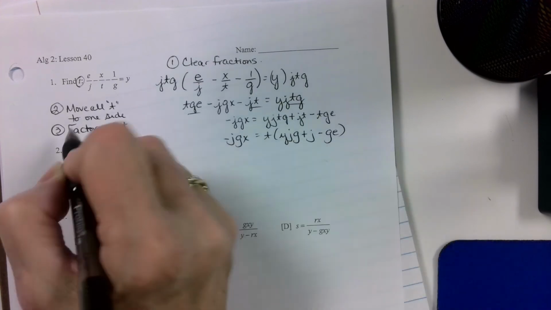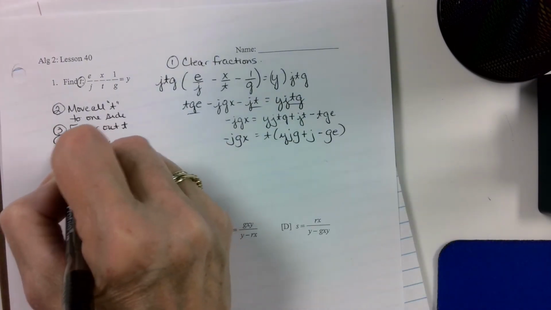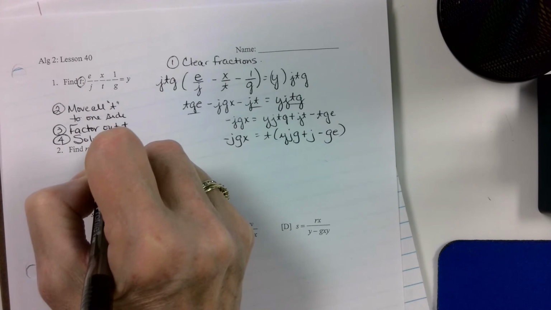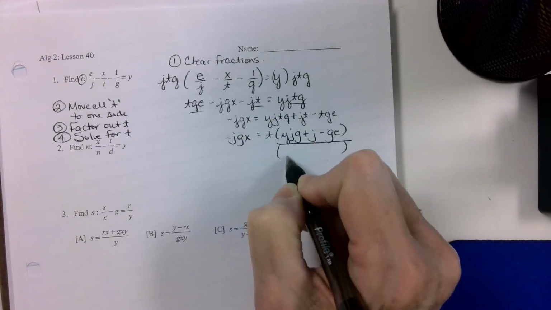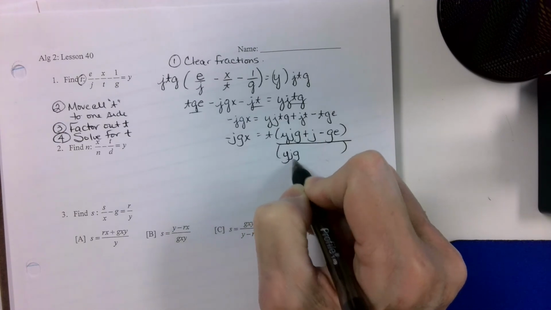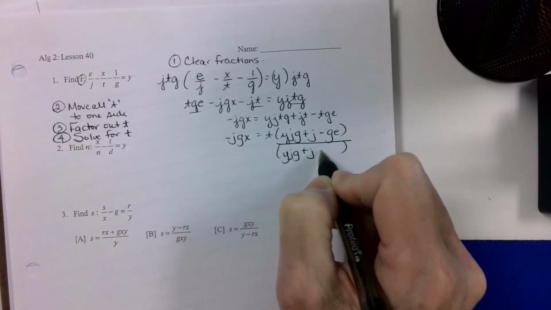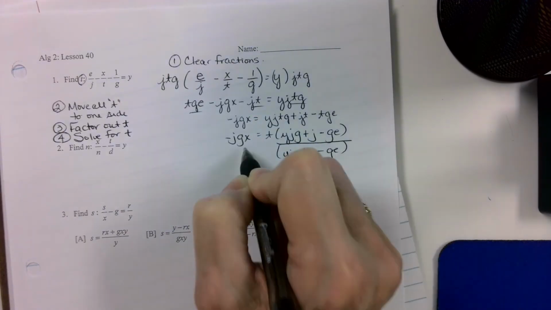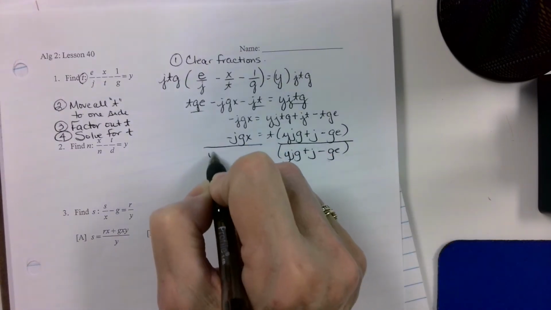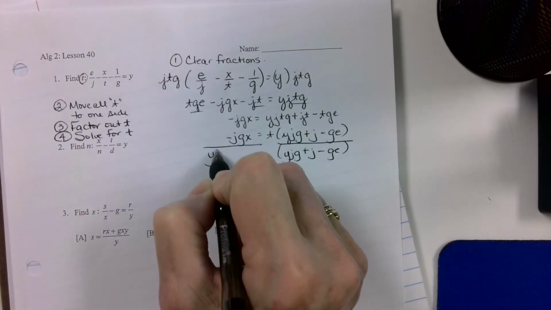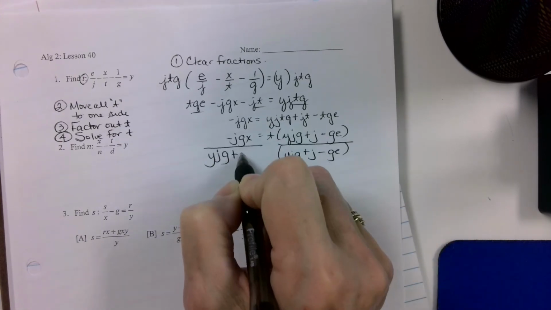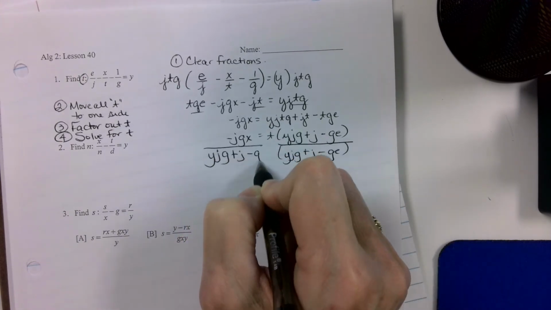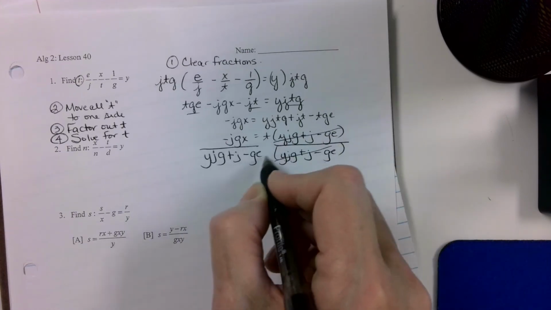Okay, now the last step is to solve for t. Well, I can solve for t by just dividing by what is being multiplied to it. So plus j minus ge. And I'll do the same thing over here. So y, j, g plus j minus ge. So this is what t is equal to.